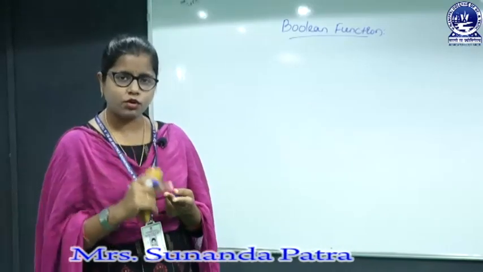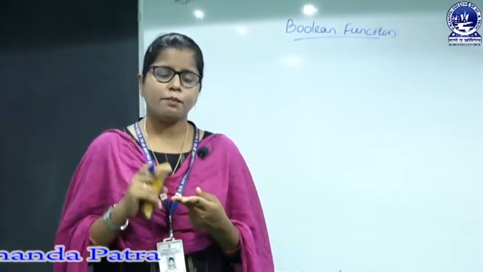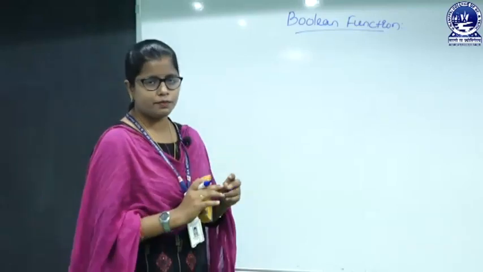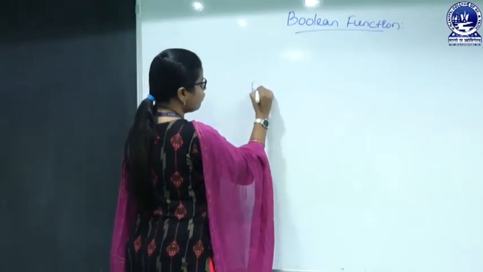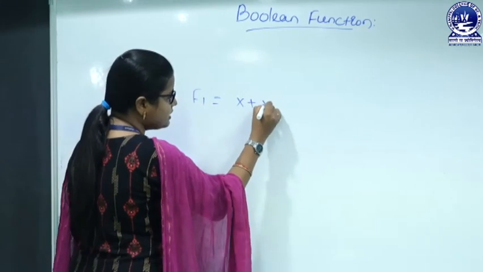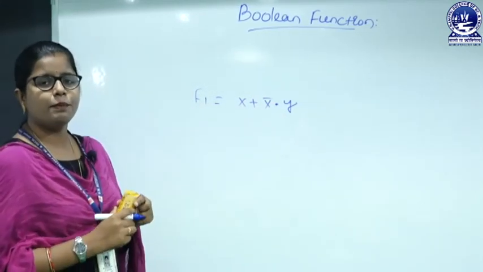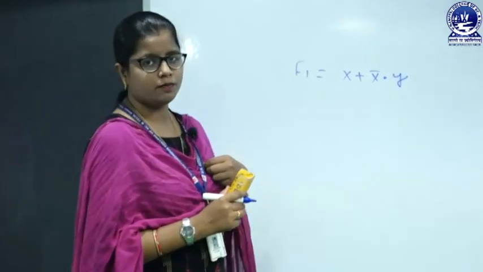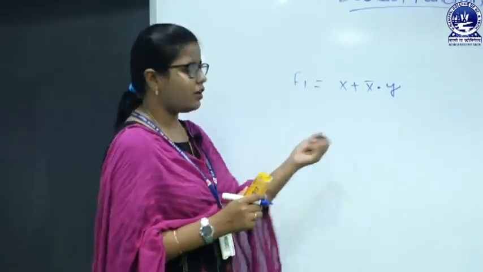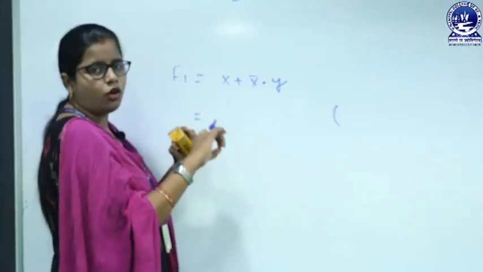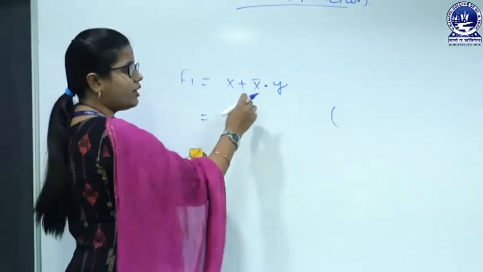We have the basic postulates, the basic rules and theorems with us. Then by using those basic postulates, laws or theorems, we can minimize any function. So let us have an example. Suppose the function f1 is x plus x complement into y. So what will be the minimization of this function f1? If we follow the distributive law here, you just have to mention what is the law or the basic postulate you are applying.